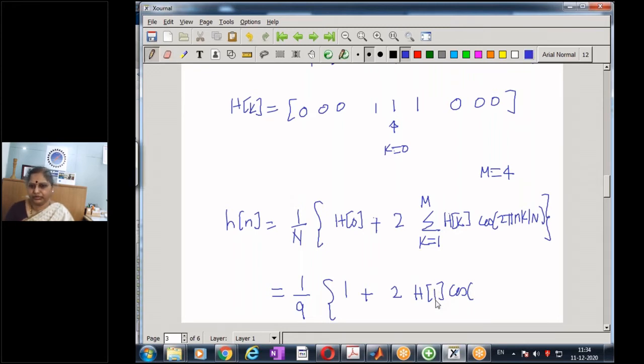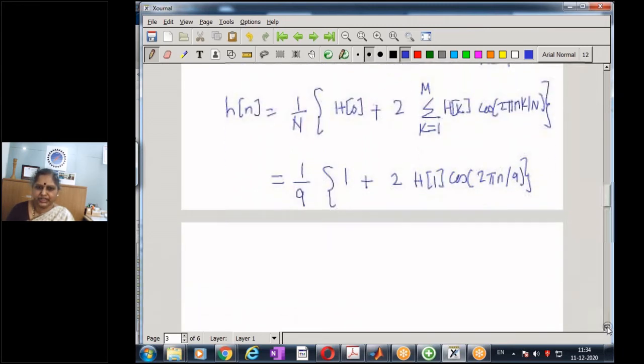K equal to 1, H of 1. So k equal to 1, cos 2 pi n k, k is 1, divided by n, and n is 9. This is how I have my expression, and we'll all agree that this is definitely much easier to evaluate as compared to computing a 9-point IDFT of the sequence. So let's try to get the values for different values of n.